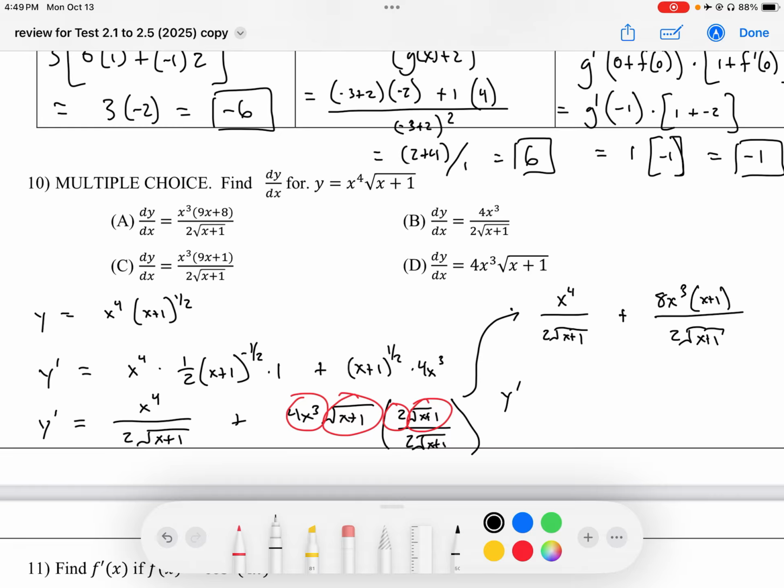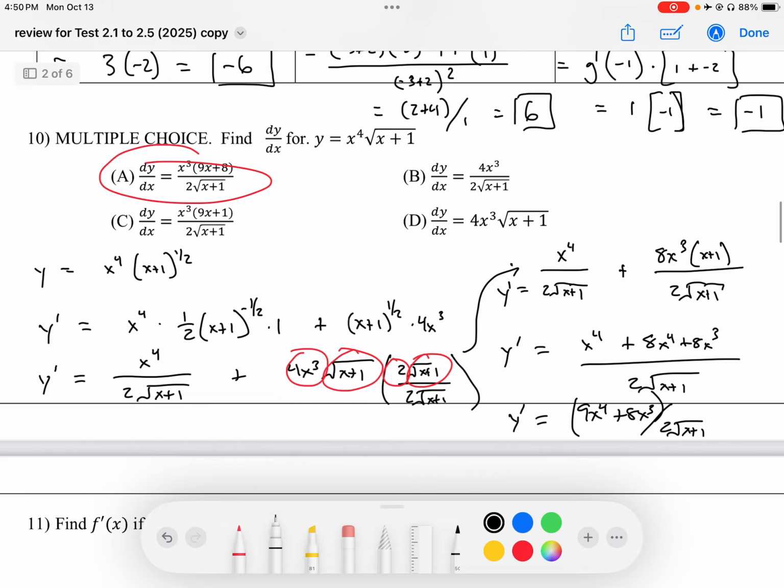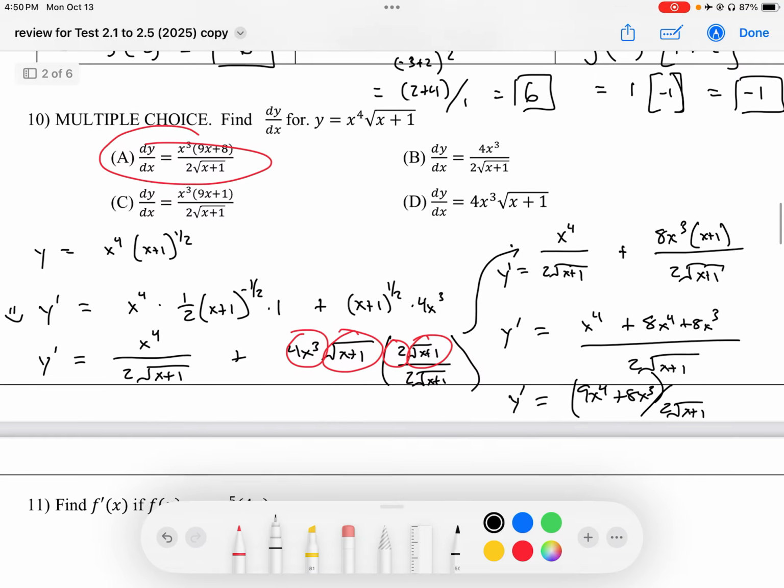So then y prime is going to equal x to the fourth plus 8x to the fourth plus 8x cubed, all divided by 2 times root x plus 1. So y prime is going to equal 9x to the fourth plus 8x cubed over 2 root x plus 1. And from there, 9x to the fourth plus 8x cubed, it's not too hard to see that that is going to simplify to a. So I'm going to end up with a as my solution there. So the calculus was done here, but the algebra is quite challenging to get it into that form.